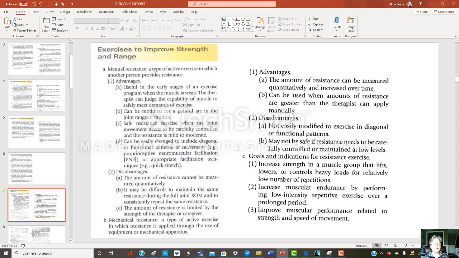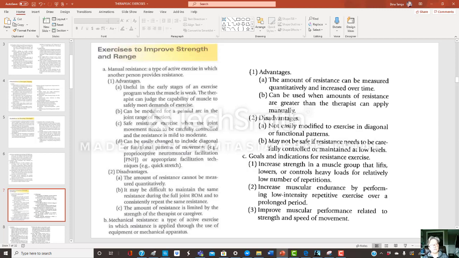Safe resistance exercise when the joint movements need to be carefully controlled and the resistance is mild to moderate. Can be easily changed to include diagonal or functional patterns of movement. For example, proprioceptive neuromuscular facilitation, PNF, or appropriate facilitation techniques such as a quick stretch.